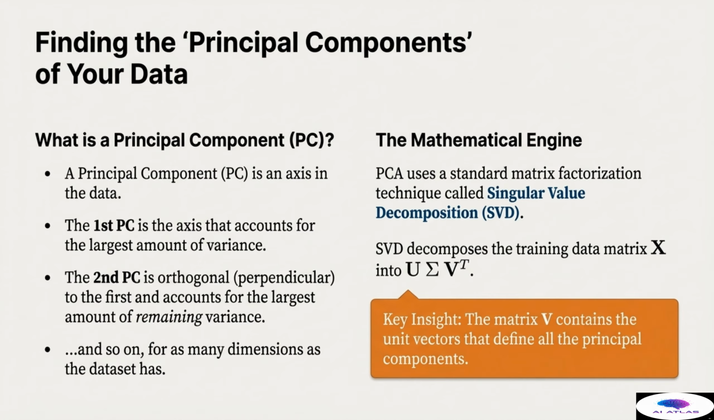The mathematical engine powering PCA is a standard matrix factorization technique called singular value decomposition, or SVD. SVD decomposes the training data matrix X into three separate matrices: U, sigma, and V transpose. The key insight for practitioners is that the matrix V contains the unit vectors that precisely define all the principal components we are looking for.